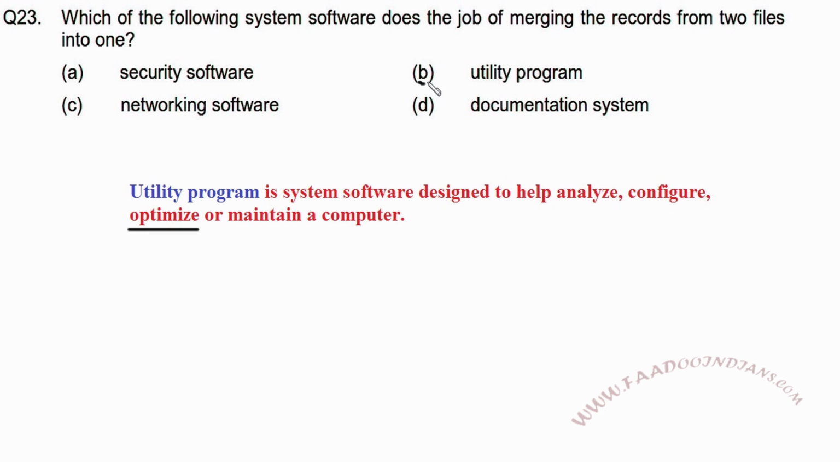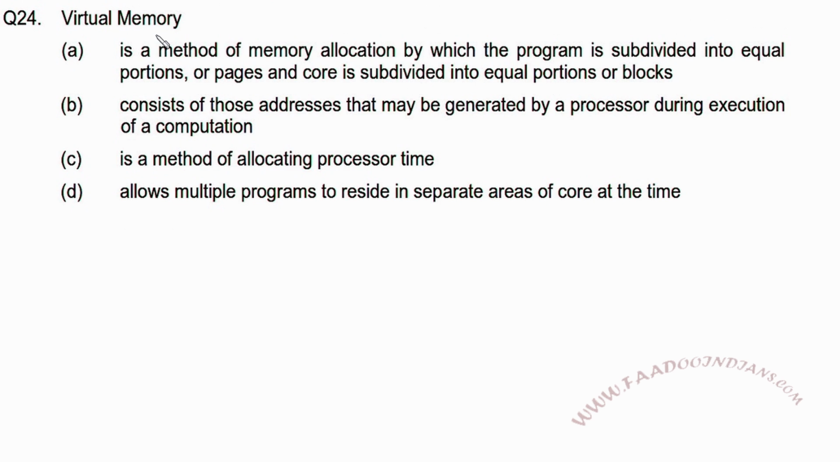Whereas security software is just like that handles your credentials, this is login, passwords, and all that stuff. Network software like firewalls, which data has to be allowed, which has not to be. Documentation system is how your computer operates in documented format. This is your 23rd.